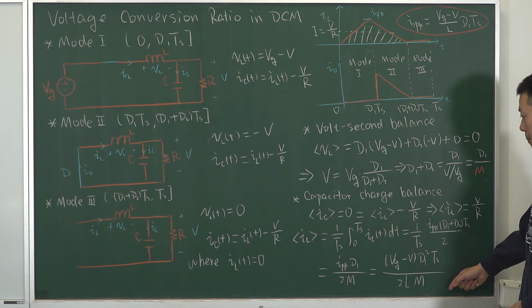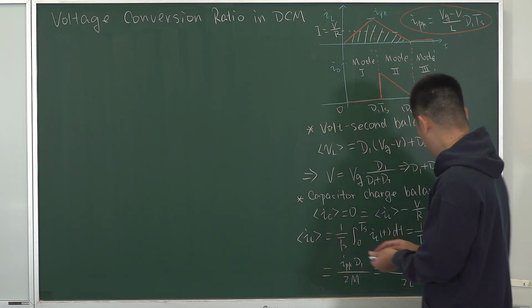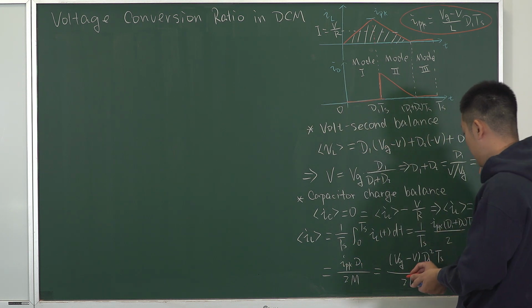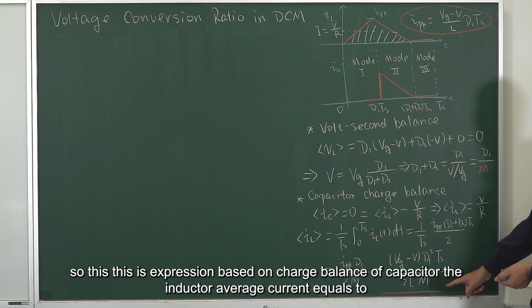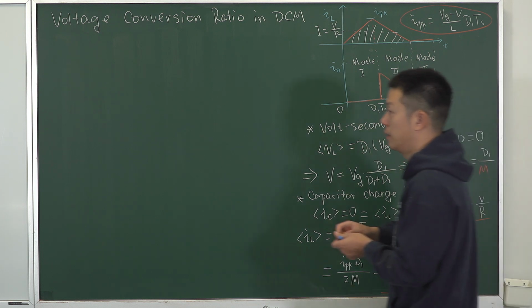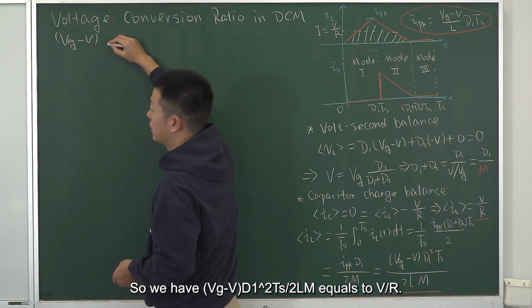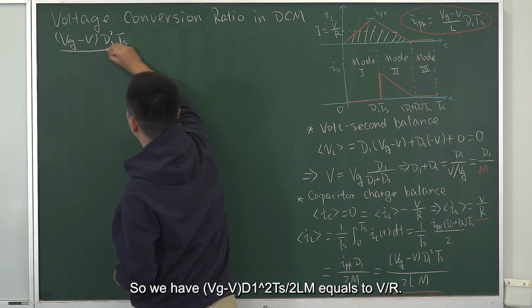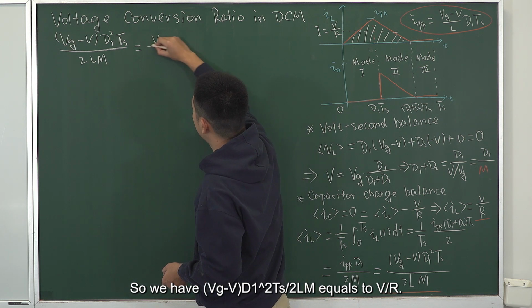Okay, so now let's erase the left-hand side of the whiteboard. Okay, we have erased the blackboard. So you can see that for inductor average current, this is the expression. Based on charge balance of the capacitor, the inductor average current equals the average load current. So we write this equation to the left-hand side. So we have Vg minus V times d1 square Ts over 2Lm equals V over R.